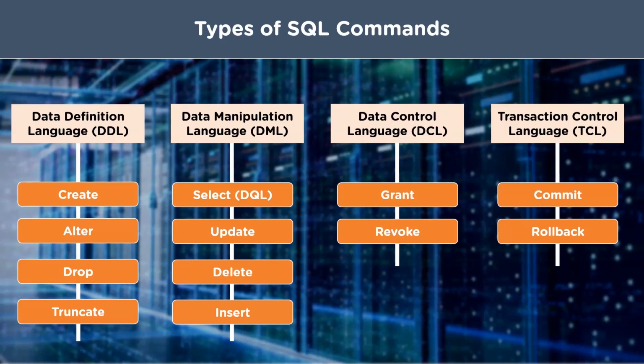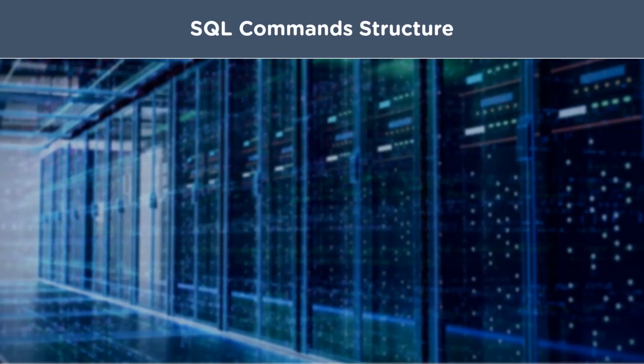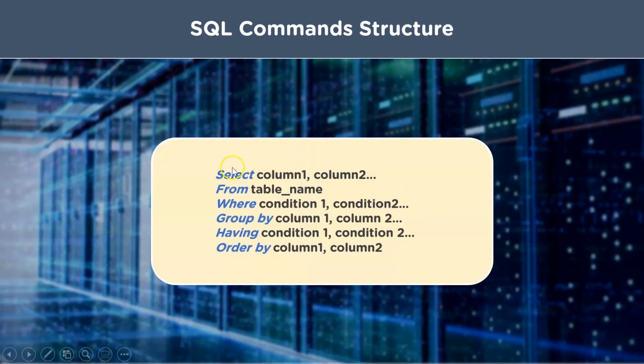Now let's see the basic SQL command structure. So first, we have the select statement. So here you specify the various column names that you want to fetch from the table. We write the table name using the from statement. Next, we have the where clause to filter out our table based on some conditions. So you can see here where condition 1, condition 2, and so on.